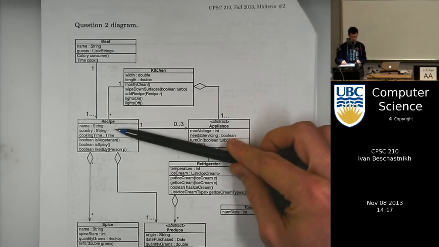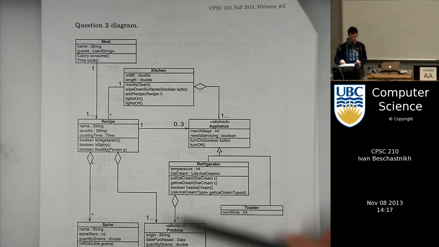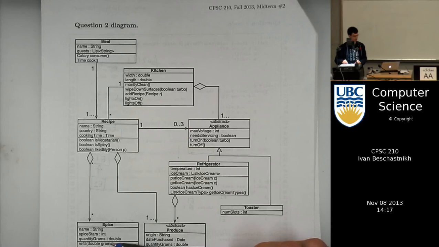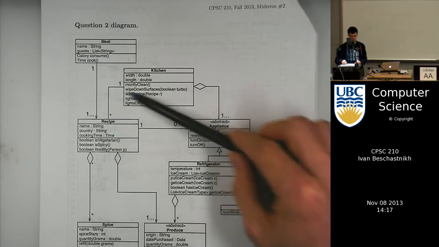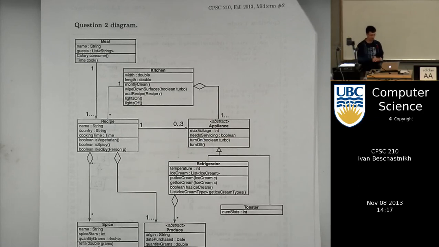So recipe knows about multiple appliances, right? So you could make that a list. It knows about multiple produce, multiple spices. And it must know about a kitchen. This is a bidirectional association. So just define these fields, right? We said just write fields and constructors, nothing else.